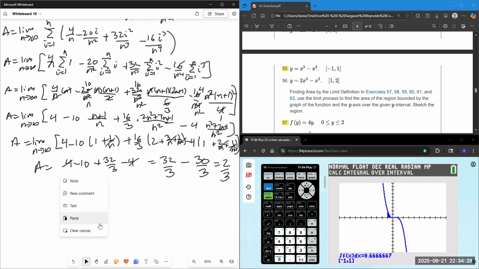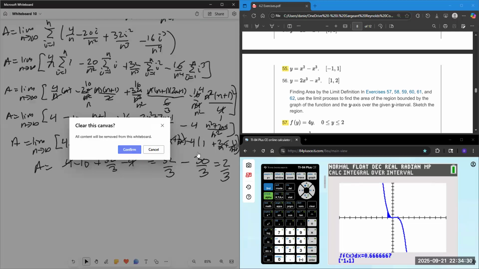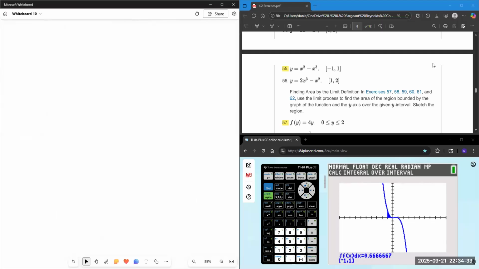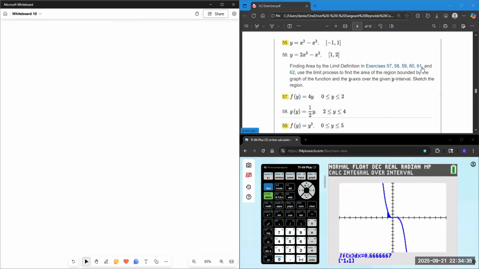Let's look now at 57. Now these just change the variables to y, but it doesn't change anything. I'll still graph them in terms of x in my calculator. F of y is equal to 4y on the interval 0 is less than or equal to y is less than or equal to 2. And sketch the graph of the region.